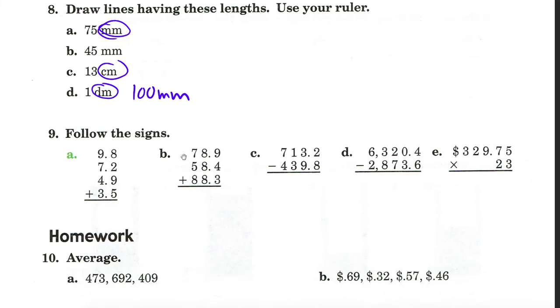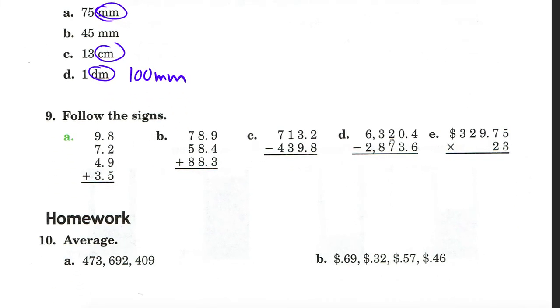All right. Follow the sign. So you're just adding up and dropping the decimal point down. Just bring it straight down, okay? So all the rest of the steps are exactly the same. You're just bringing down the decimal point. Okay.